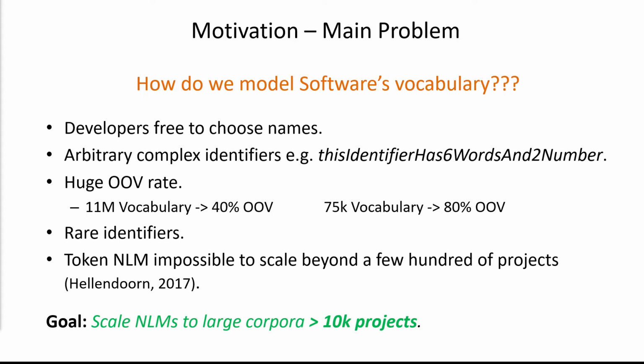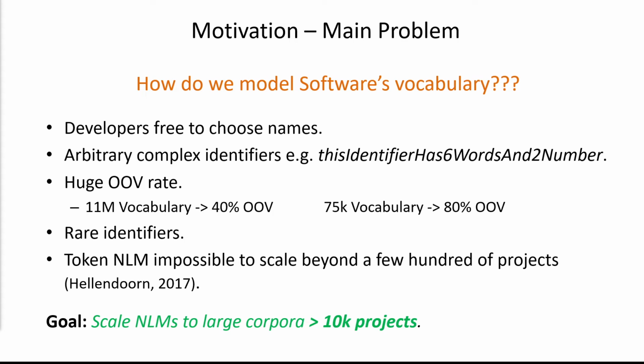As you may understand, using a vocabulary of 11 million in a model is probably almost impossible. So usually we'd use something much smaller, like 75K. And in that case, 80% of the test set would be out of vocabulary. So that would make our model actually not that useful.